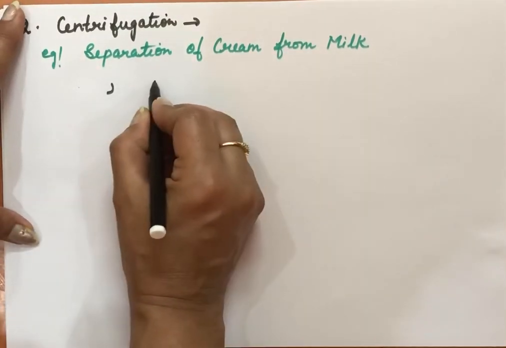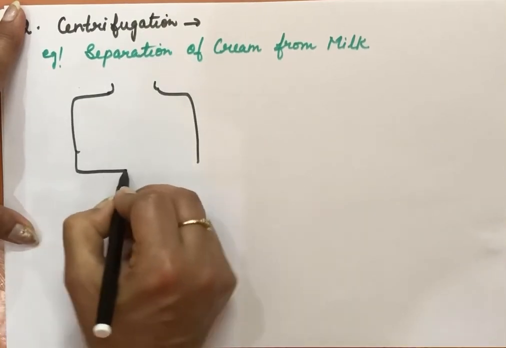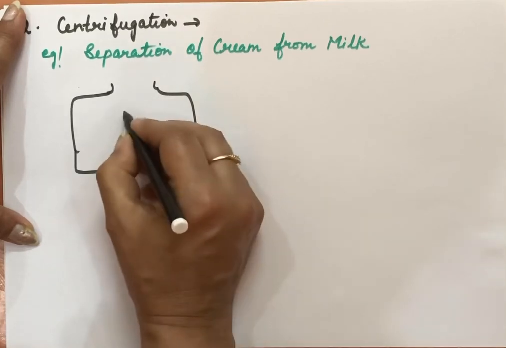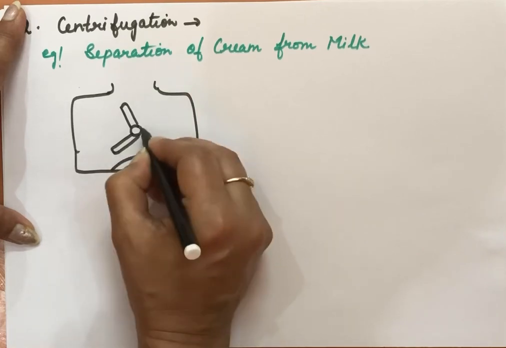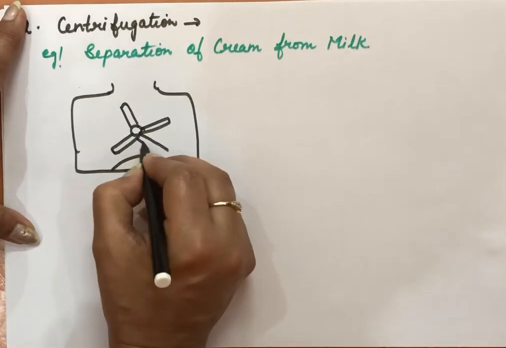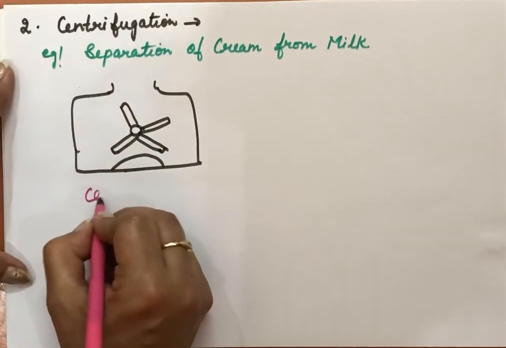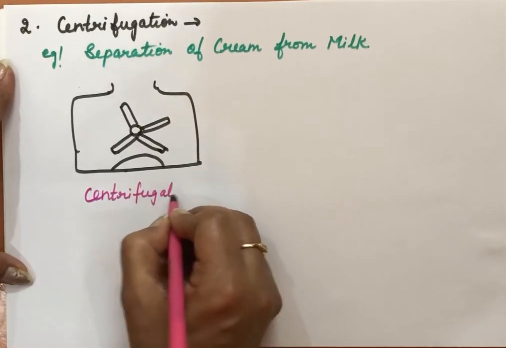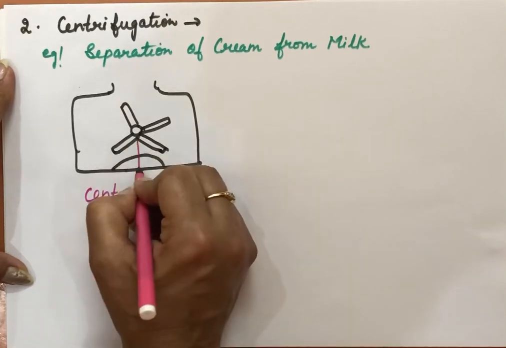It's like this: a big container we have. Inside this, there is a rotator. With the rotator, there are 4 tubes. These are empty from inside. 3 tubes or 4 tubes or more than that, different kinds of centrifugal machines are also available. This is the centrifugal machine attached on a stand here.